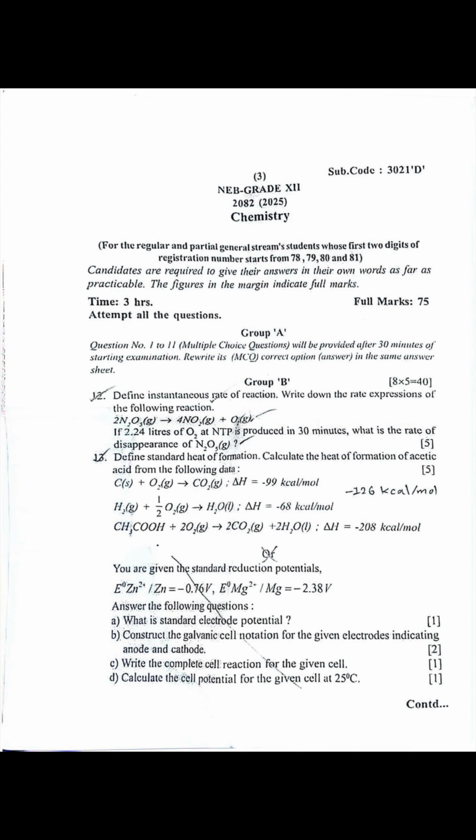You are given the standard reduction potentials of zinc and magnesium. Answer the following questions. A. What is standard electrode potential? B. Construct a galvanic cell notation for the given electrodes indicating anode and cathode. C. Write the complete cell reaction for the given cell. D. Calculate the cell potential for the given cell at 25 degrees Celsius.